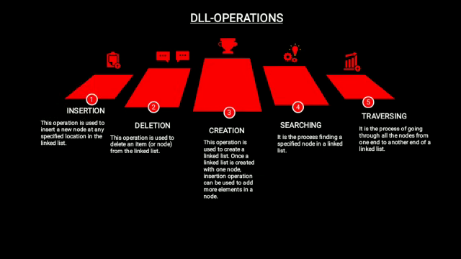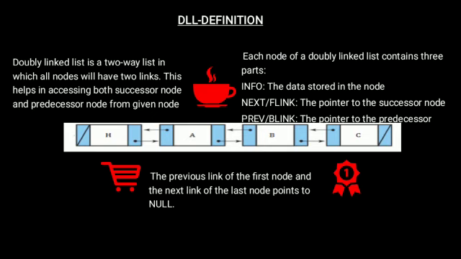First, we see the introduction about doubly linked list. Before that, what is linked list? Already we have seen linked list is a linear data structure which consists of a series of nodes. Now let's see what is doubly linked list. Doubly linked list is a two-way list which has two links per node. This helps in accessing both successor node and predecessor node from the given position.